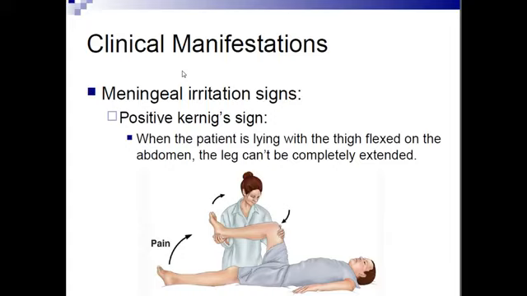Meningeal irritation signs: positive Kernig sign. When the patient is lying with the thigh flexed on the abdomen, the leg cannot be completely extended. That is, it will resist the examiner. If we look here, it will resist. A positive Kernig sign is found in meningitis.